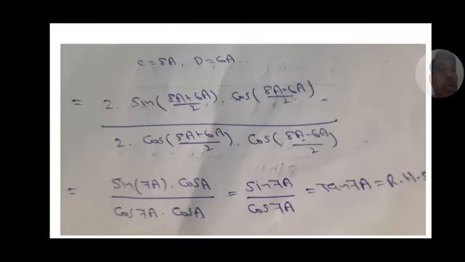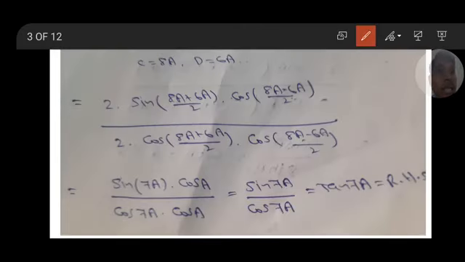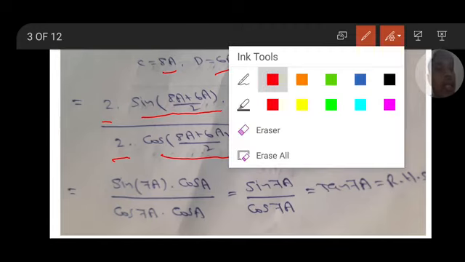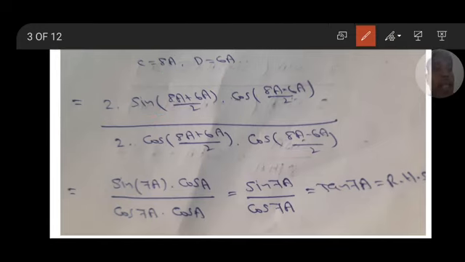So I will substitute. Numerator: 2 into sin of (8a plus 6a) by 2 into cos of (8a minus 6a) by 2. Denominator: 2 into cos of (8a plus 6a) by 2 into cos of (8a minus 6a) by 2, where C equals 8a, D equals 6a. So we have to simplify 8a plus 6a.